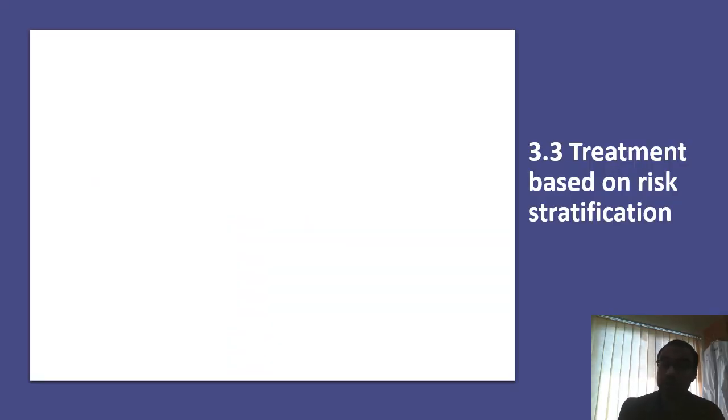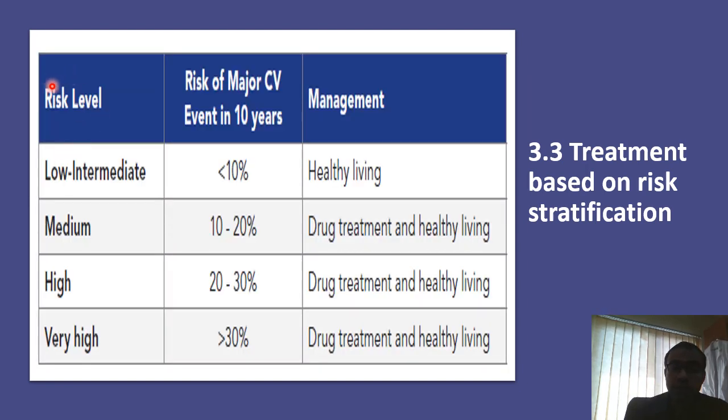So based on the risk stratification, we can see how the treatment will be recommended. According to the risk level, almost all the risk categories except for the low and intermediate classes could be considered to start on drug treatment and healthy living recommendations. And of course, with the increasing trend in the risk of major cardiovascular events, the drug treatment in particular can differ from one category to another.